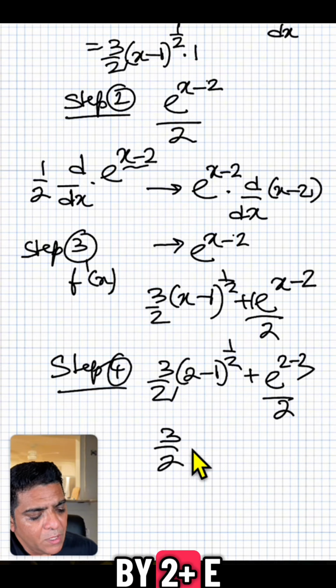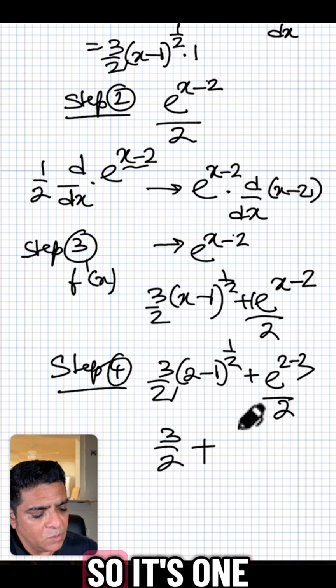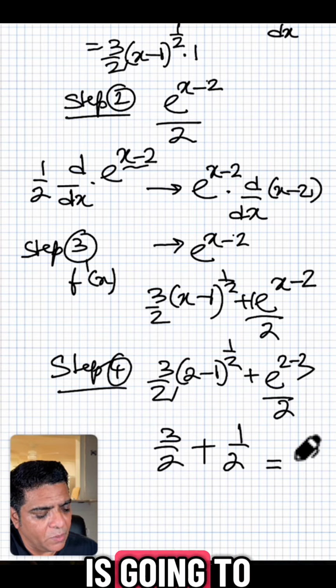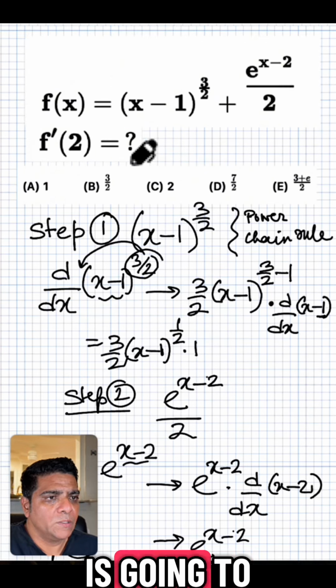This is 3/2 plus e to the power of 2 minus 2, which is e^0, so that's 1, and so it's 1/2. So 3/2 plus 1/2 is 4/2, which is 2. Final answer. So that is going to be choice C.